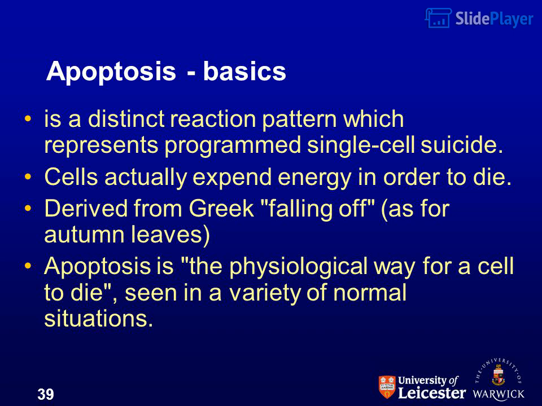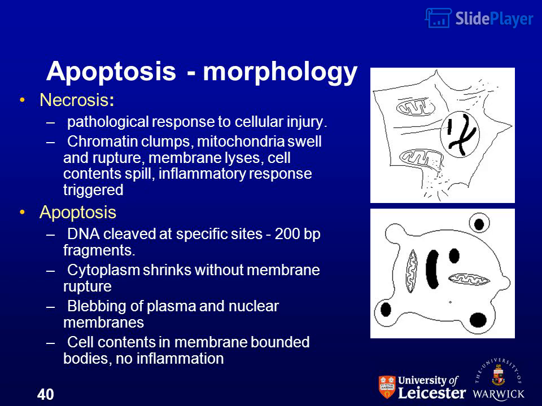Apoptosis, basics. Is a distinct reaction pattern which represents programmed single-cell suicide. Cells actually expend energy in order to die. Derived from Greek falling off, as for autumn leaves. Apoptosis is the physiological way for a cell to die, seen in a variety of normal situations. Apoptosis, morphology.